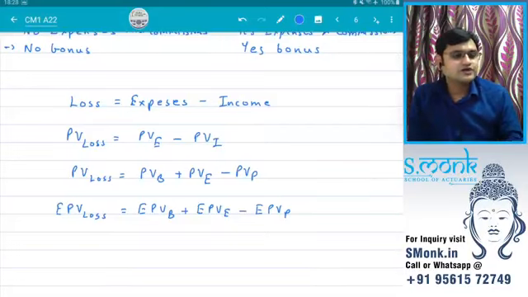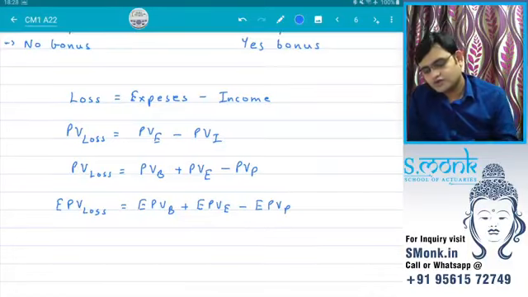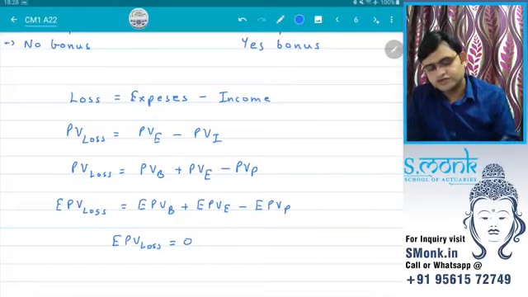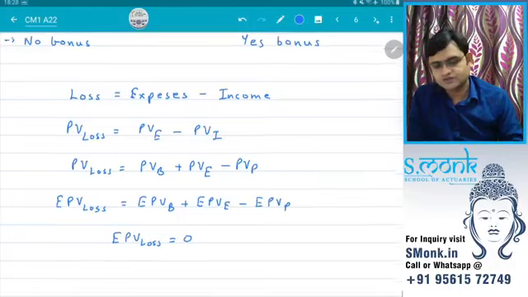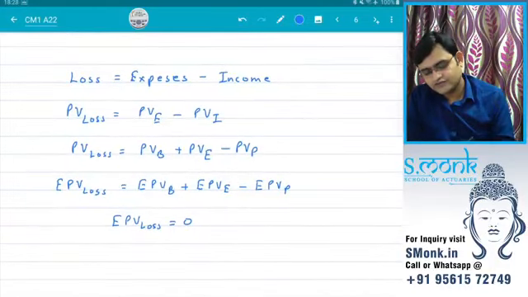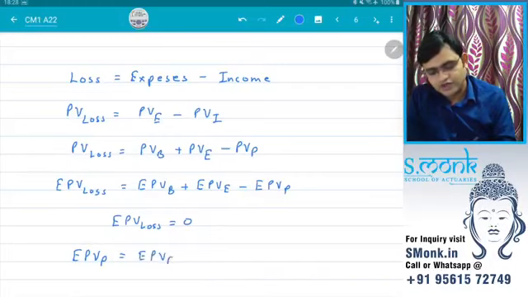Now, how much loss are you expecting? As a company, you are expecting 0 losses, right? So we would want expected present value of loss to be equal to 0. My expectation of loss must be 0. So if I take expected present value of loss as 0, I will get expected present value of premium must be equal to expected present value of benefit plus bonus plus expected present value of expenses.